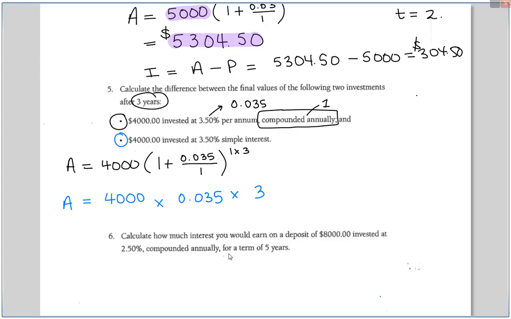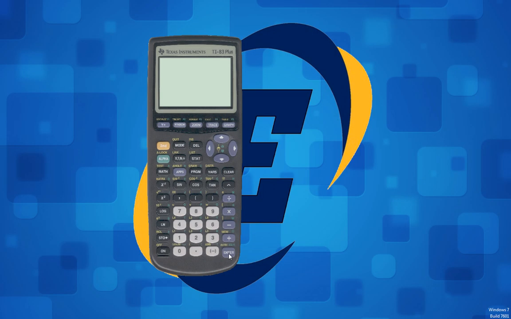Are you guys okay on that? Okay. So what was the number? 4 grand? And then 1 plus 0.035. Oh, I forgot to divide by 1. Power. After the power, I open another bracket for the multiplication in the power, which was 1 times.